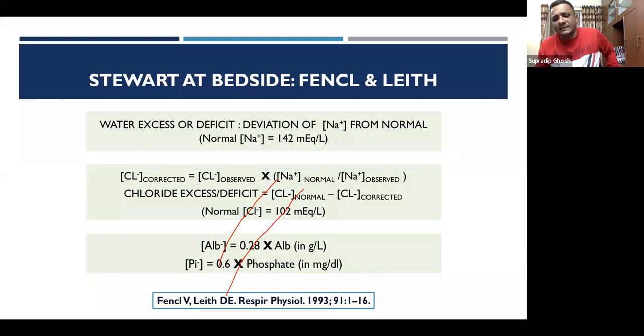Similarly, Figge and Fencl have given a calculation for albumin, as given in the formula. Albuminate is nothing but 0.28 into albumin in gram per liter, whereas phosphate is 0.6 into phosphate in milligram per deciliter. So these are the formulae which need to be remembered if you are so fond of doing calculations. Otherwise, simplistically, you can go ahead with just sodium, chloride, and albumin.